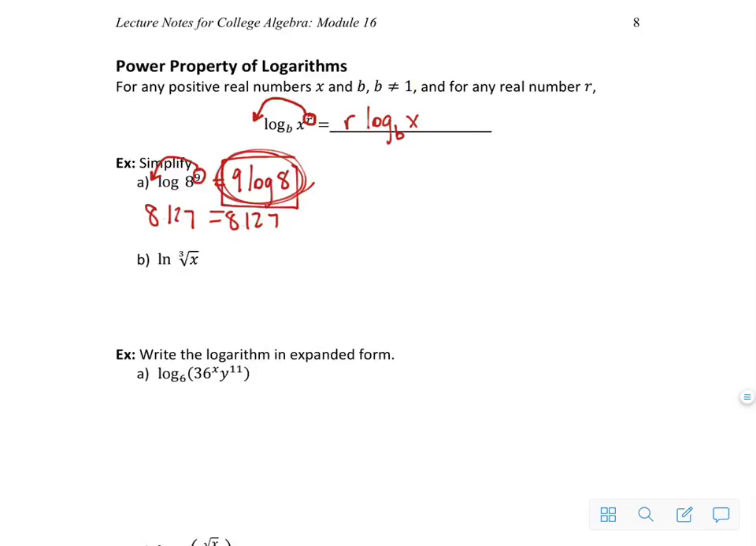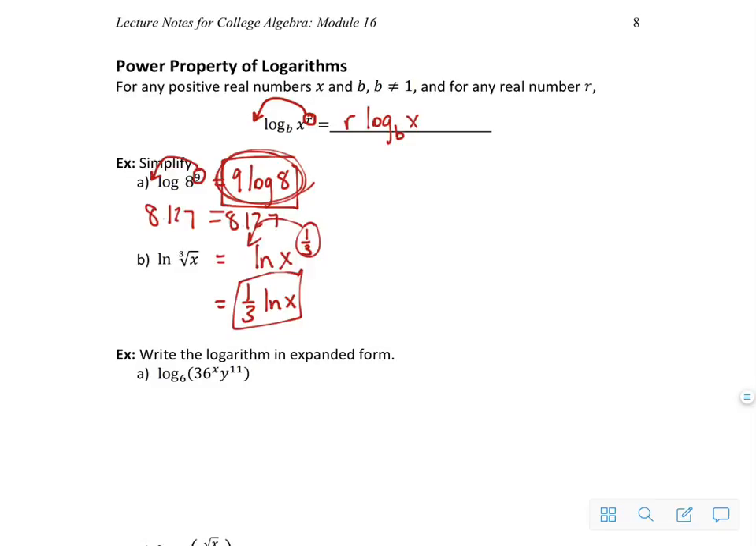Okay? On the second one, I've got a little bit of a curveball thrown to you. You've got to remember that if it's the cube root of x, you can rewrite any radical as an exponential. Cube root of x is the same thing as x to the 1/3. So I can rewrite this as natural log of x raised to the 1/3. Then that 1/3 can be brought out front. And so what you actually have is 1/3 natural log of x. That's your final answer.